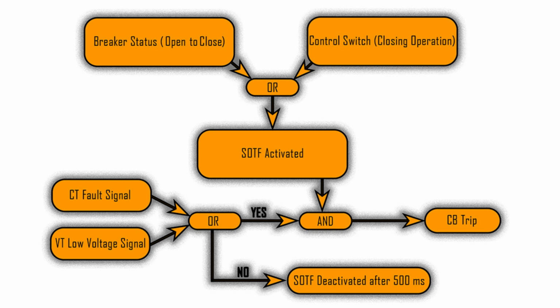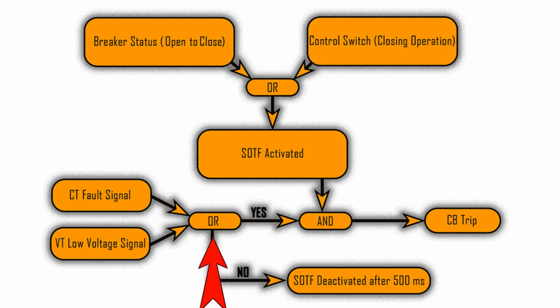If a fault persists in the system, then as soon as the breaker closes, the CT secondary sends a fault current signal to the relay. Due to the high fault current, the line voltage drops, and the VT sends a low voltage signal.